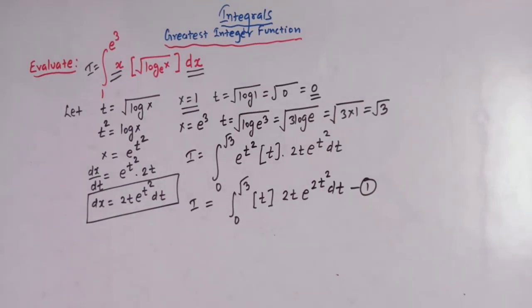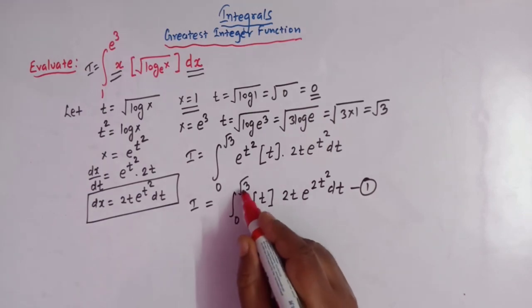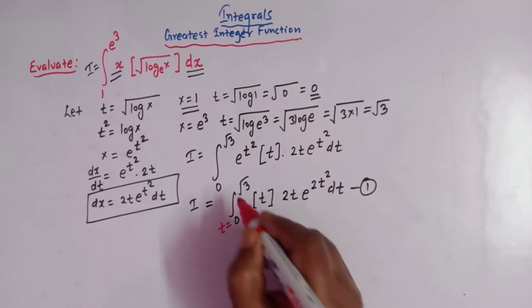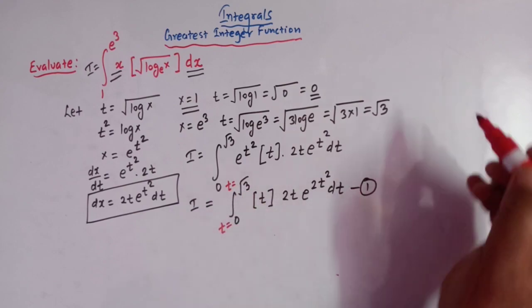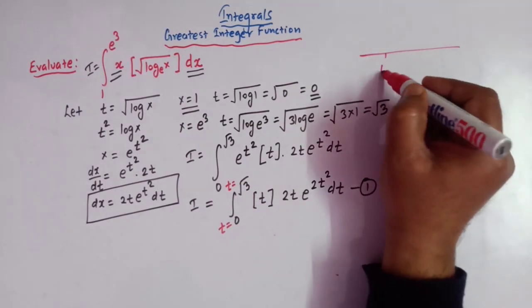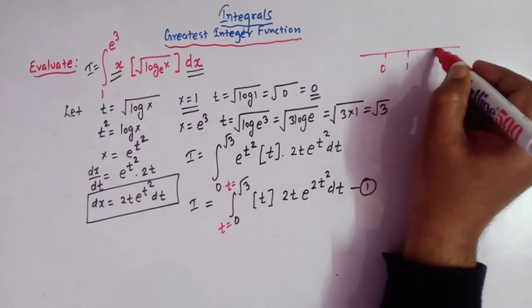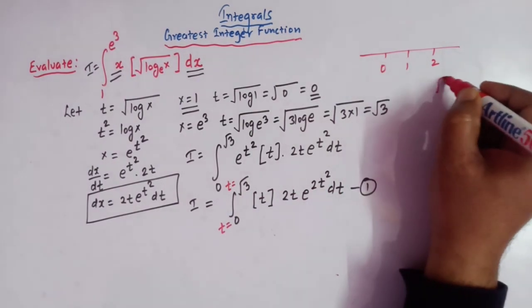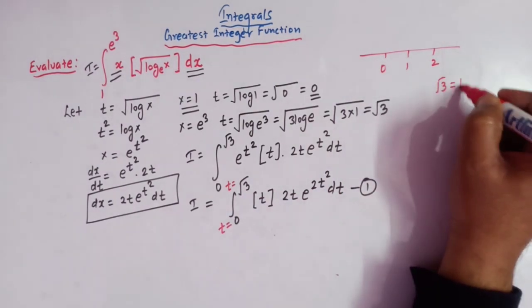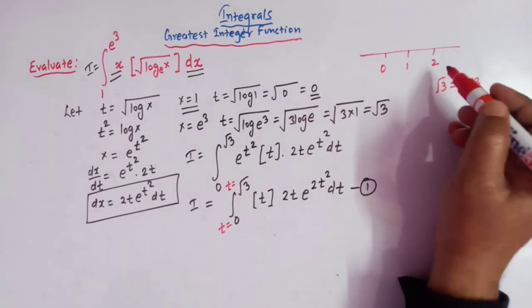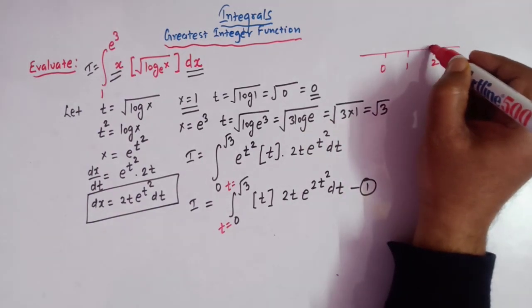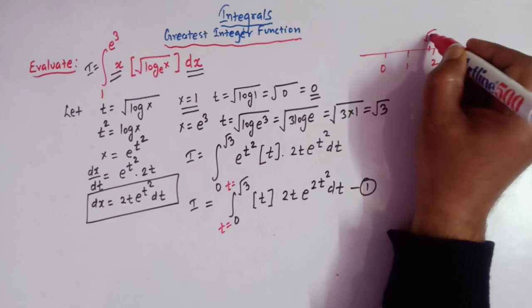Now to move further, we'll concentrate on the limits. See here the limits of integration vary from t is equal to 0 to t is equal to square root of 3. So here we have 0, here we have 1, here we have 2, and the approximate value of square root of 3 is 1.73, and it lies somewhere here. So here we have square root of 3.